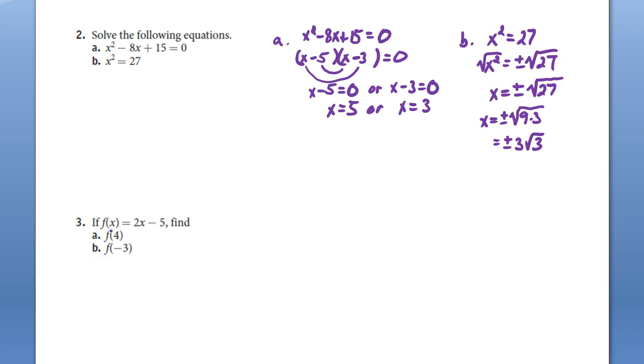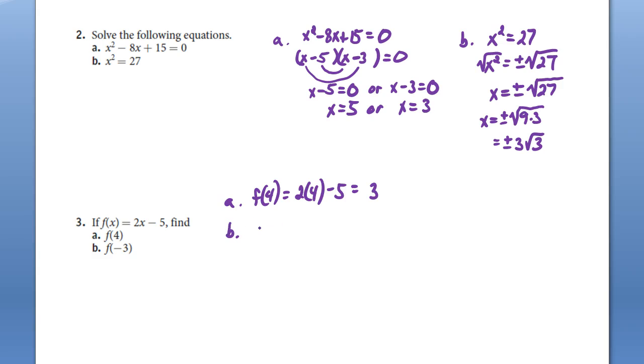Number 3, if f of x is equal to 2x minus 5, find these function values. First we have f of 4. So to find f of 4, we replace the letter x with 4. 2 times 4 is 8. 8 subtract 5 is 3. The value of function f when x is 4 is equal to 3.